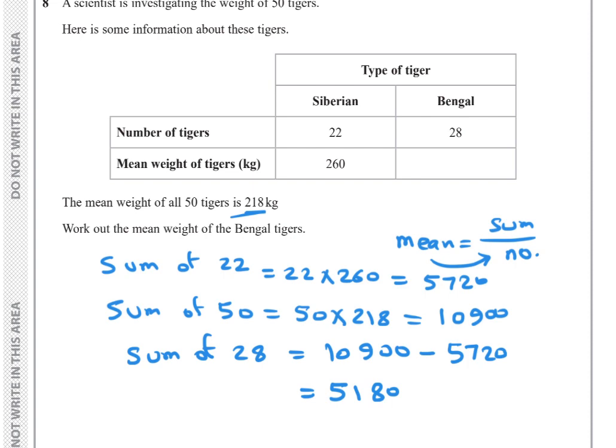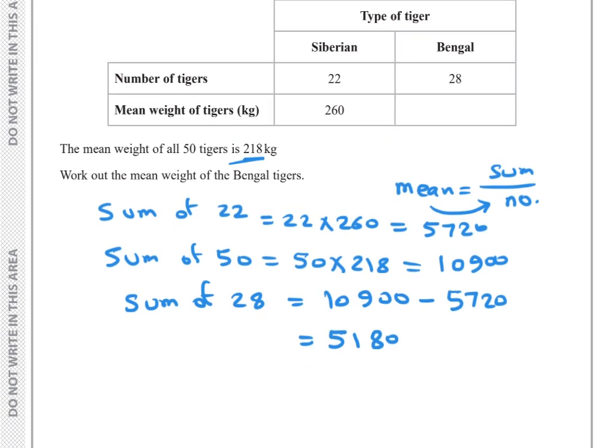5,180. Now to find the mean, we have the sum and we have the number 28. To find the mean of Bengal tigers, divide the sum, which is 5,180, by their number, which is 28, equals 185 kg.